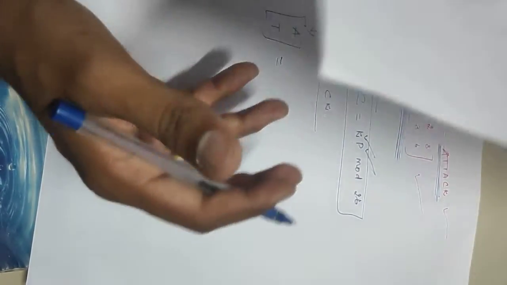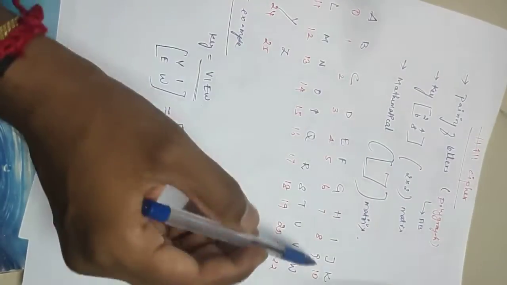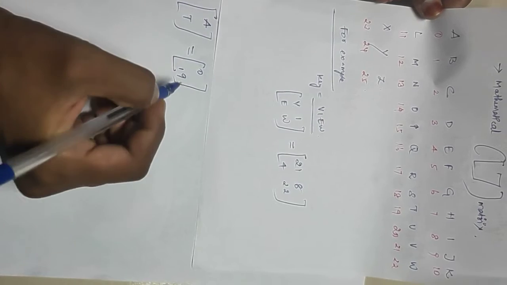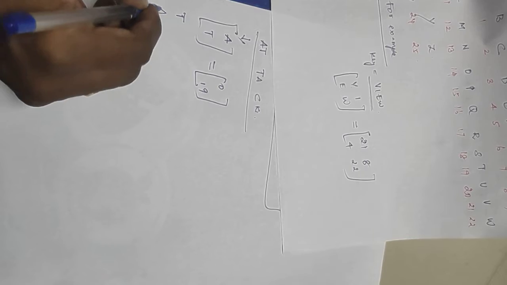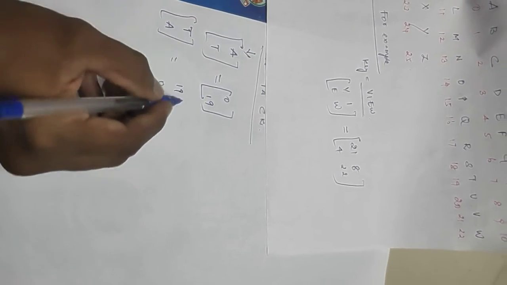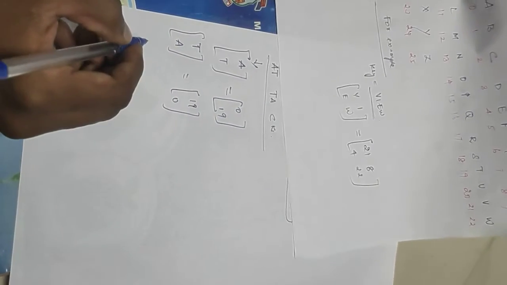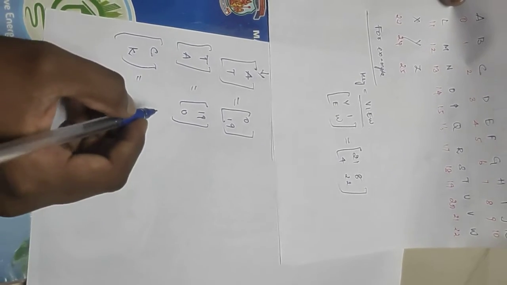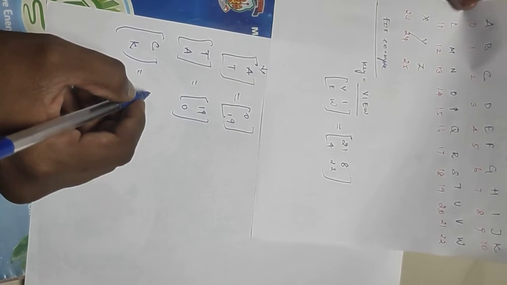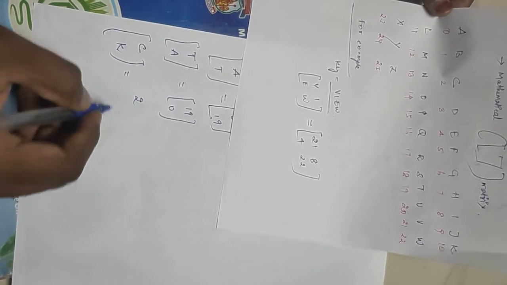So what is the value of A here? Already we know the alphabets and corresponding numbers. A is 0. Then what is the value of T? That is 19. Then what is our second pair here? That is TA, so we write it as 19 0. Then the next pair is CK. What is the value of C here? It's 2. What is the value of K here? It's 9.